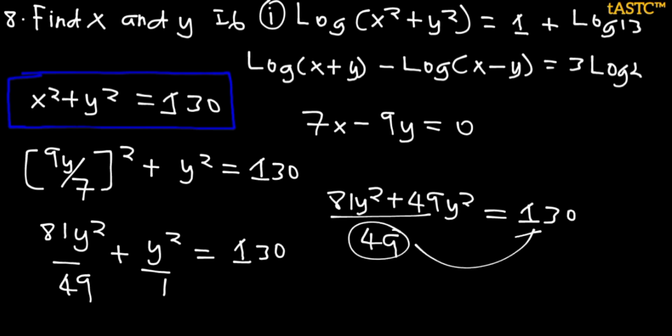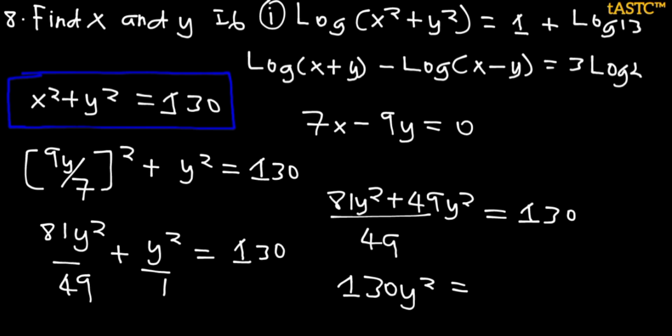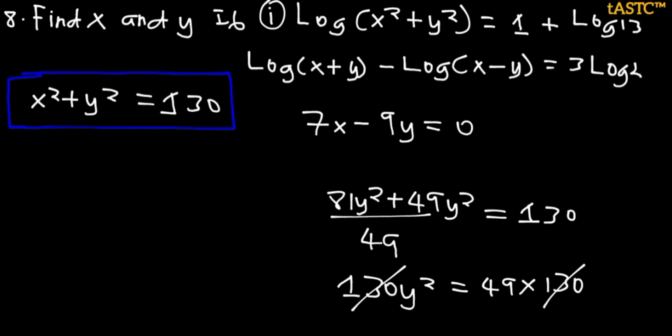Next up, I'm going to take this and multiply it with 130. So you're going to have 81 plus 49. Now 81 plus 49 is basically 130, so you're going to have 130y squared. And on this side, we have 49 multiplied by 130. So we're going to cancel these out, and that basically would leave us with y squared equal to 49. So here, obviously, you know that y is going to be equal to 7.